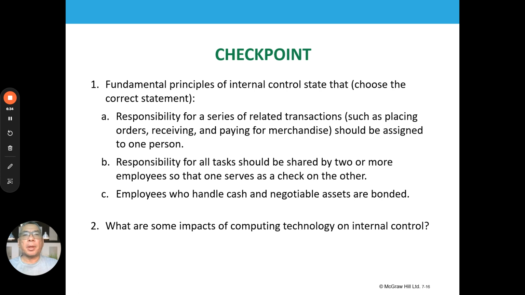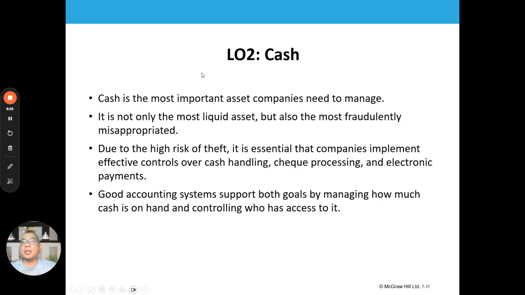That's a good example. Cash. Cash is the most important asset. This is objective number 2. Cash is the most important asset that you need to manage. One of the most important assets because it's liquid and mostly the most common being misappropriated. Due to the high risk of theft, companies implement very effective control of cash handling, check processing, and electronic payment. Good accounting systems support both in managing how much cash is in hand and controlling access to it.